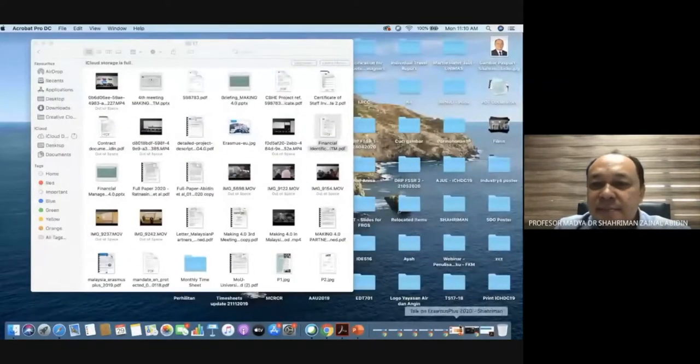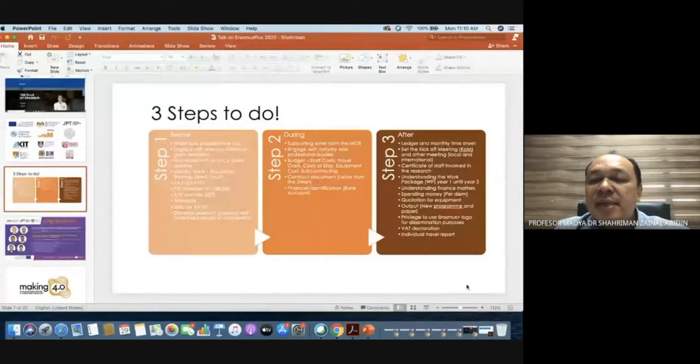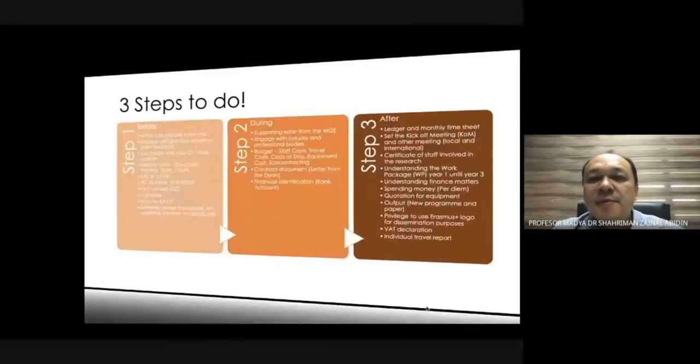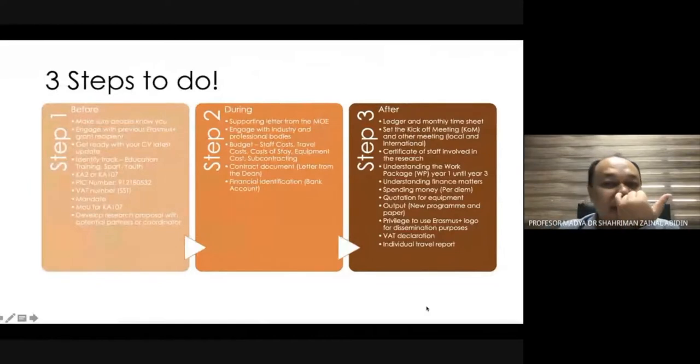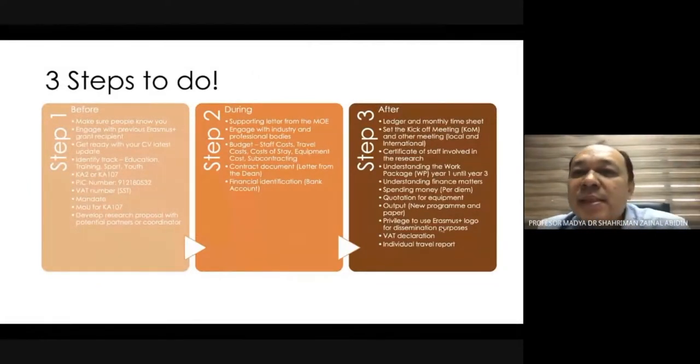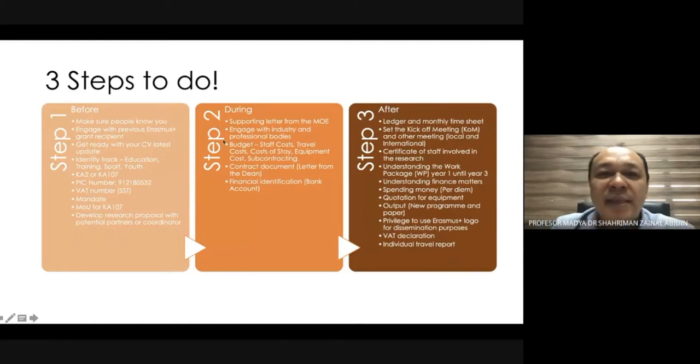Okay, lepas financial identification, then you need to go to the step 3 lah. Okay, ini step 2 ya. Bila step 2 ni, biasanya kita akan siap proposal tau. Bulan 2, then our potential partner ni will submit the proposal to the EU European Commission. Dan biasanya dalam bulan 11 akan dapat result lah.